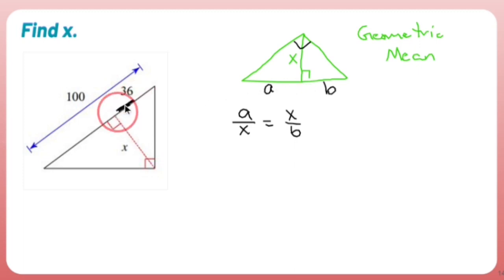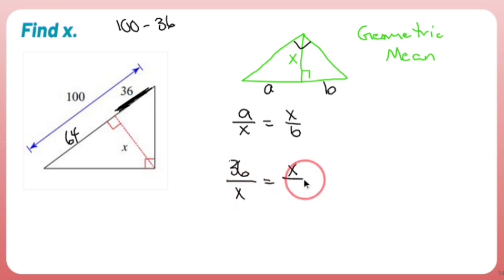I have one of these guys is 36. I showed that over here. I don't have the other guy. But what do I know? I can find the other guy by doing 100 minus 36, which is 64. So I would let A or B, it doesn't really matter because you're just going to end up doing crisscross applesauce anyway. I'll say 36 over X equals X over 64.